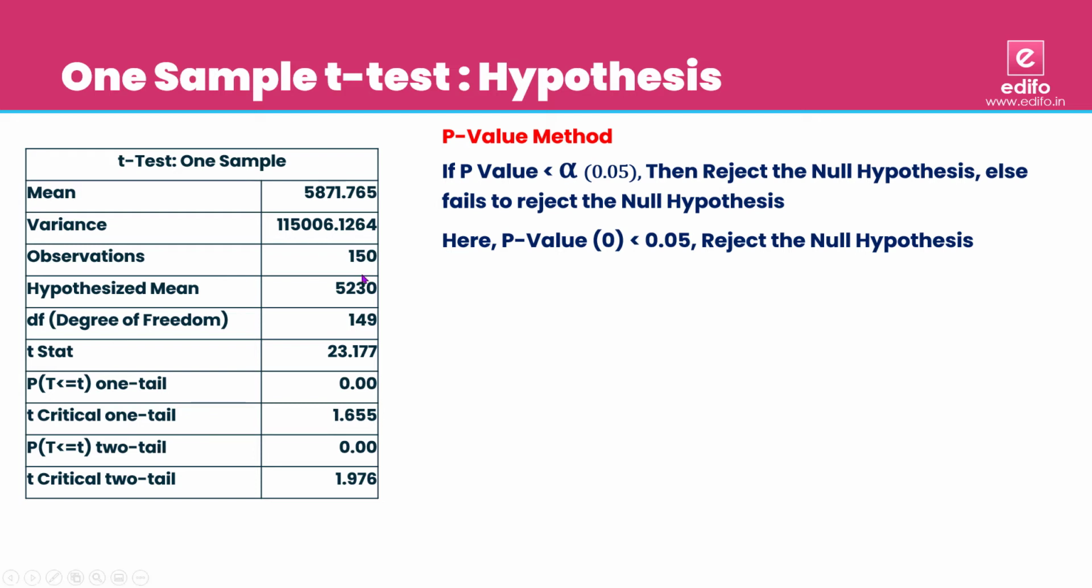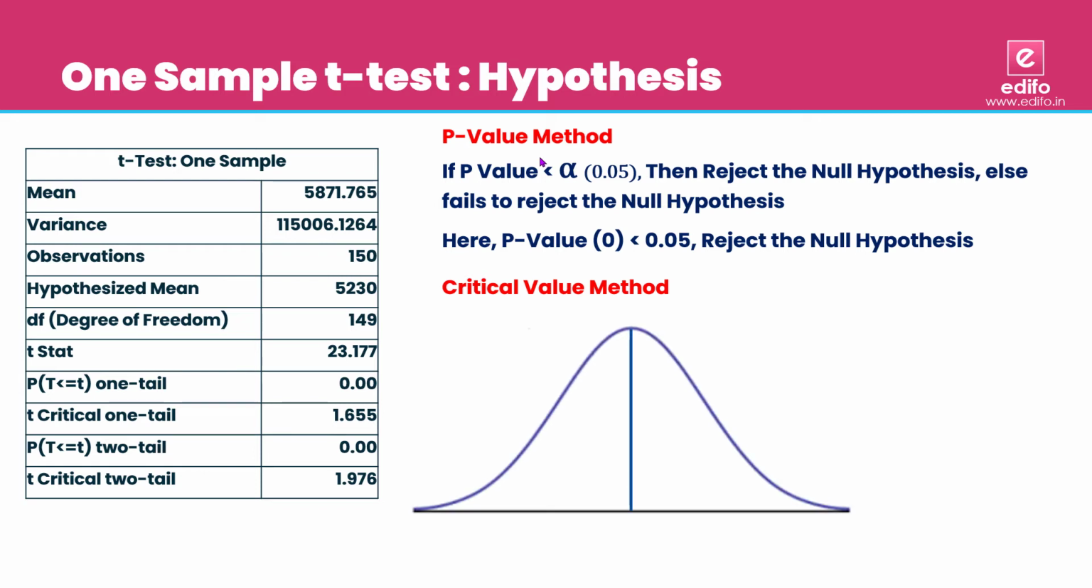Okay, you can see here, 5230 and 5871. Definitely there is a significant difference. So according to the p-value, our conclusion is that we reject the null hypothesis. So there is a difference between the hypothesized mean and sample mean. Correct? The next method is the critical value method. We are also going to check whether our null hypothesis is true or whether we are going to reject the null hypothesis using the critical value method. So in critical value, we are considering a normal distribution, suppose, and this is a rejection region.